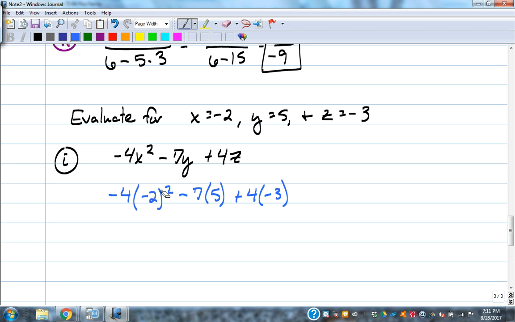So -2 squared is 4. 4 times -4 is -16. 7 times 5 is 35. 4 times -3 would be -12. So we're putting all those together. -16 and -35 would be -51. Minus 12 would be -63. And you can obviously type that directly into the calculator from that step and get the exact same answer. So I'm just trying to go over a few of the nuances that you might have.